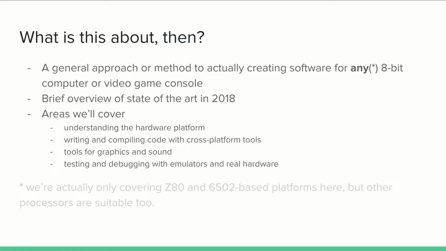And we're covering only Z80 and 6502-based platforms, which are the two most popular home machine processors from the 8-bit era. But you could basically use this information for any processor, but those are the ones I'm most familiar with, especially the 6502. So that's where I'm going to concentrate.